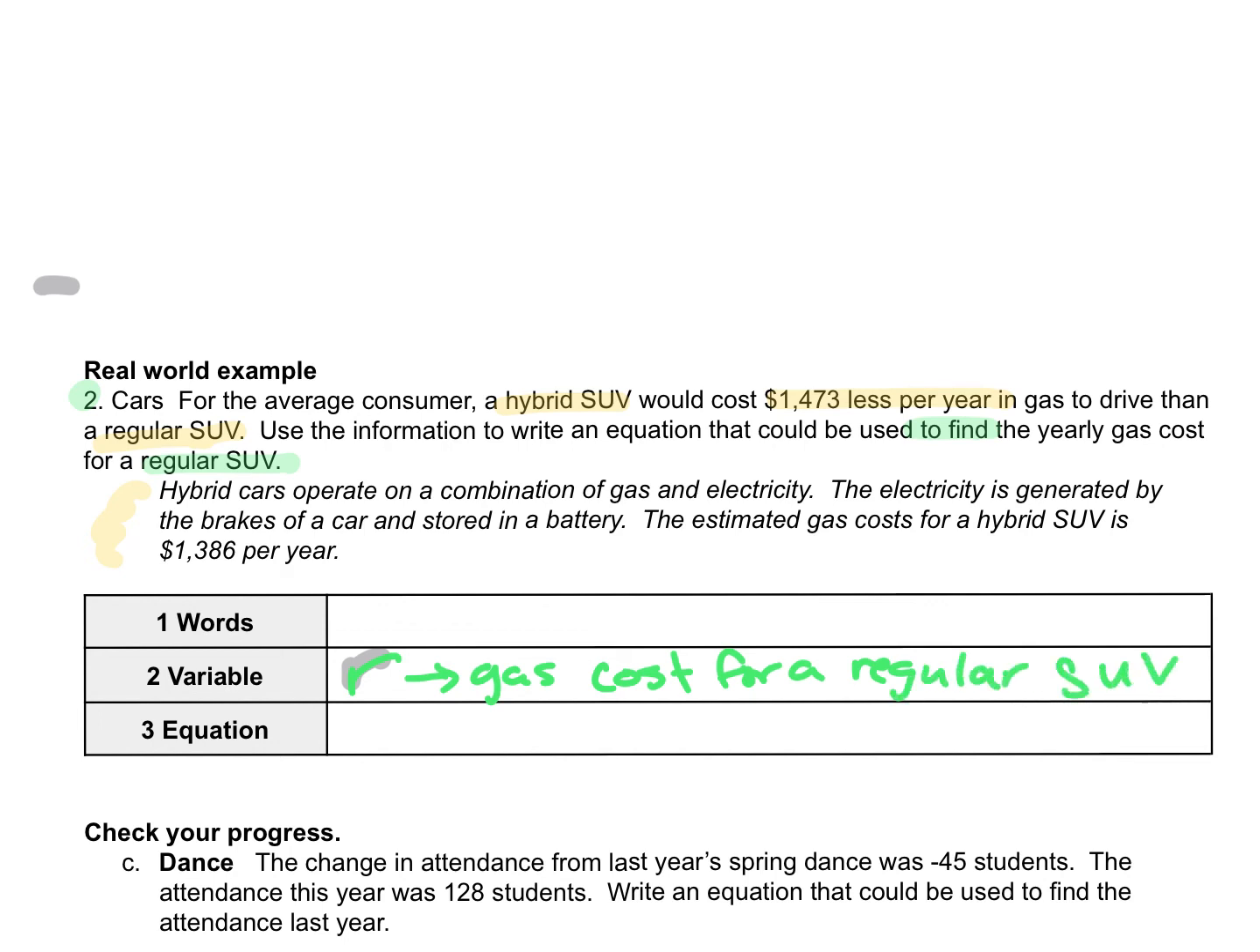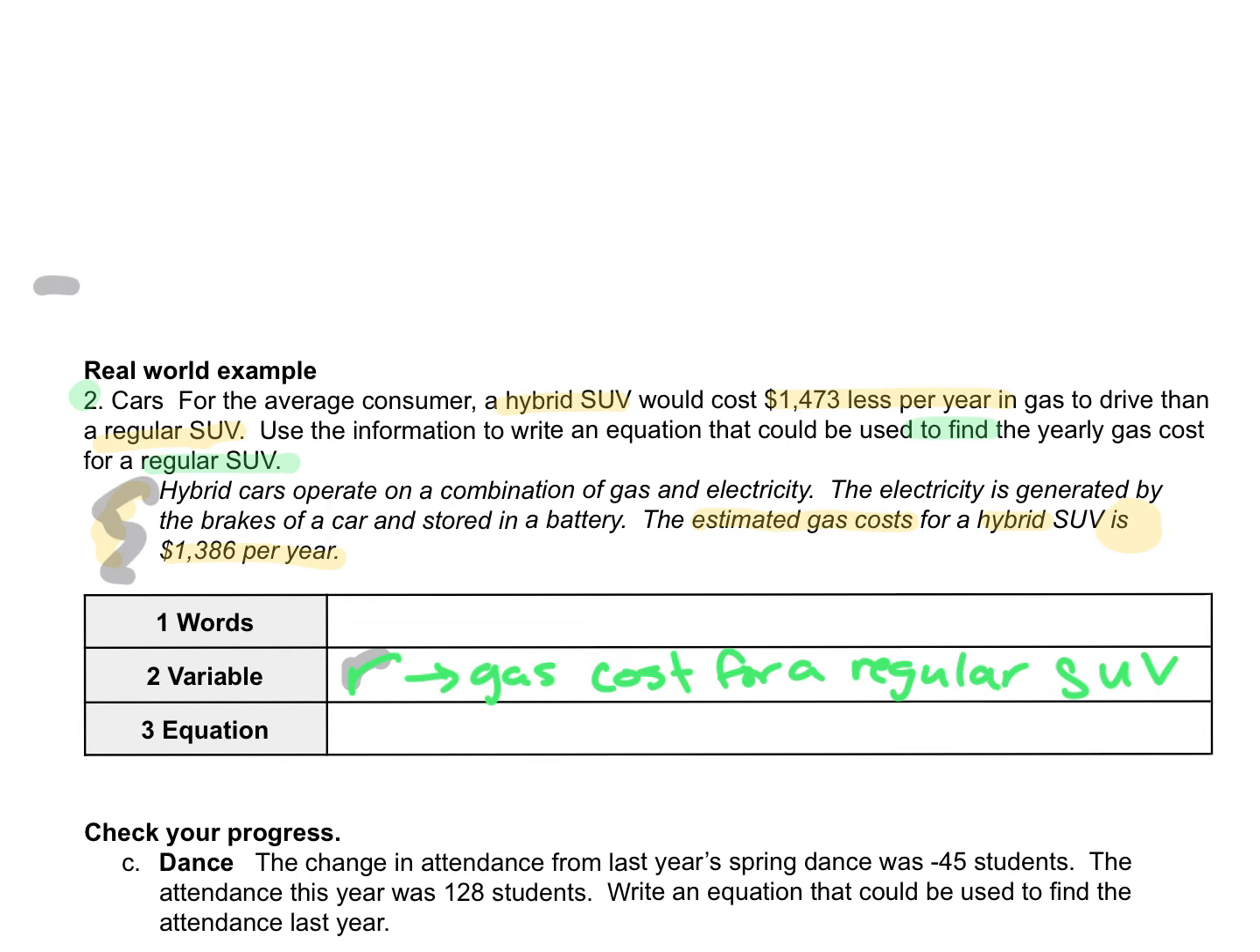They could change. So the next blurb here says a hybrid cars operate on a combination of gas and electricity. That's great. That's new information. I don't know if I need that for my equation. The electricity is generated by the brakes of the car and stored in the battery. Also cool information, but I don't think it's necessary for my equation. Lastly, the estimated gas cost for a hybrid SUV is $1,386 per year. So this does seem important. Gas cost for a hybrid equals 1,386. Okay, so now it's a little bit more information which I might need.